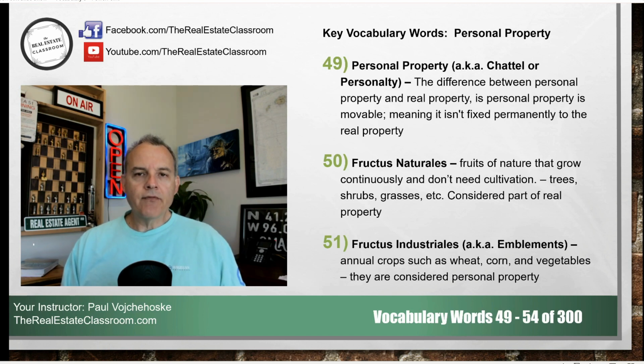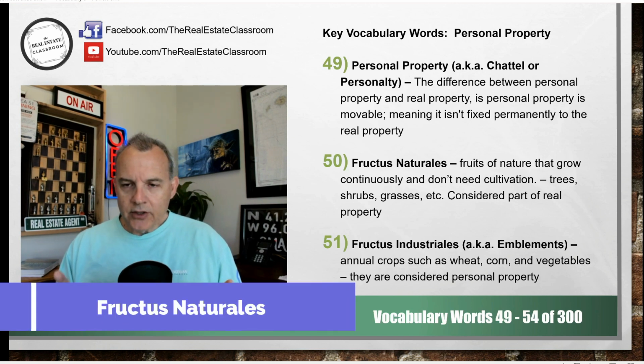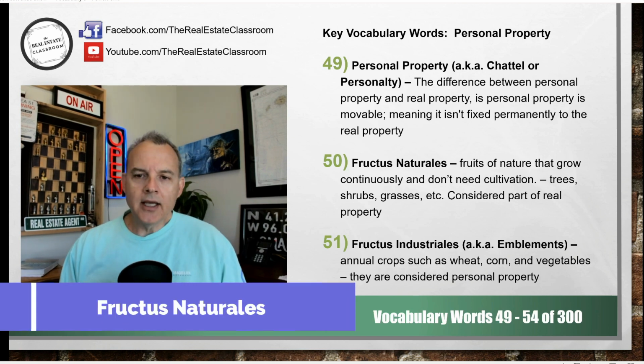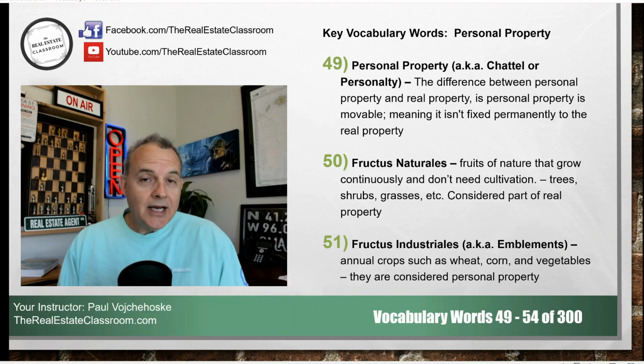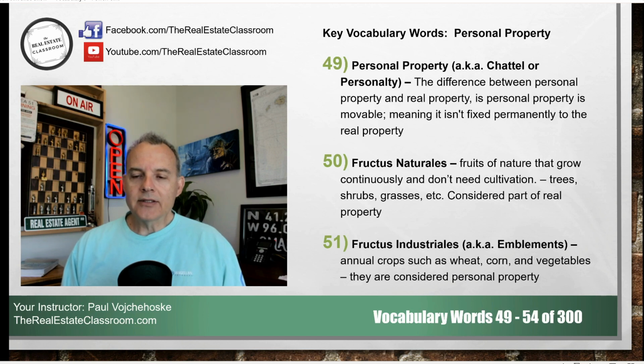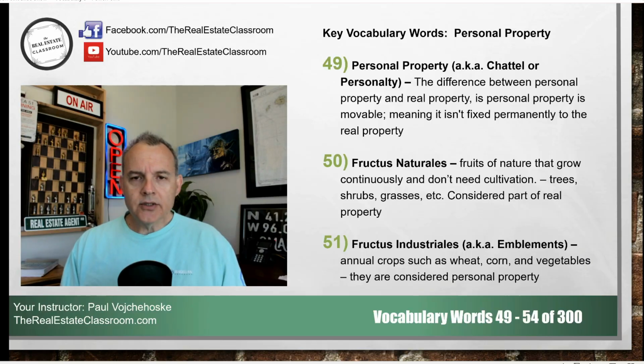Number 50 is Fructus Naturales. In fact, I debated whether to even include this in here until I had a student say that they had this particular term on one of their exams. So Fructus Naturales, say that 3 times really fast, is what we call the fruits of nature that grow continuously on the land. They don't need cultivation. They aren't harvested annually. Things like trees, shrubs, grasses, flowers, those type of things. They are considered part of the real property.